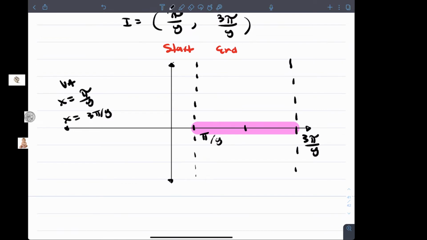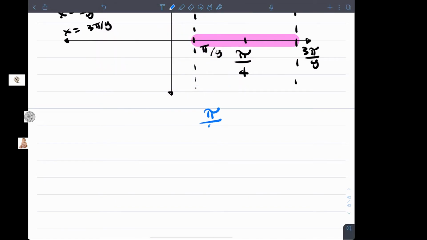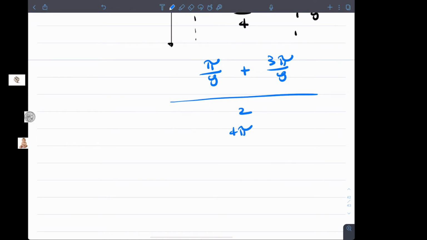Let's see if this makes sense. Why is that pi over 4? You took pi over 8 plus 3 pi over 8. You divided by what? 2. What does that give you? 4 pi over 8 divided by 2. 4 pi over 8 times 1/2. Is that right? That's 2. So sure enough, your arithmetic says pi over 4. Here's the arithmetic, ladies and gentlemen.